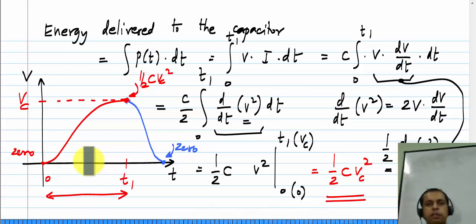The energy delivered to it will be half C Vc squared. Because of the square term, this quantity will be positive, so that means that a positive energy is delivered to the capacitor. Okay, so once a capacitor is charged to some voltage, you can have the capacitor deliver the energy to the rest of the circuit. But starting from 0 volts, the capacitor always absorbs energy. A capacitor is also a passive element.